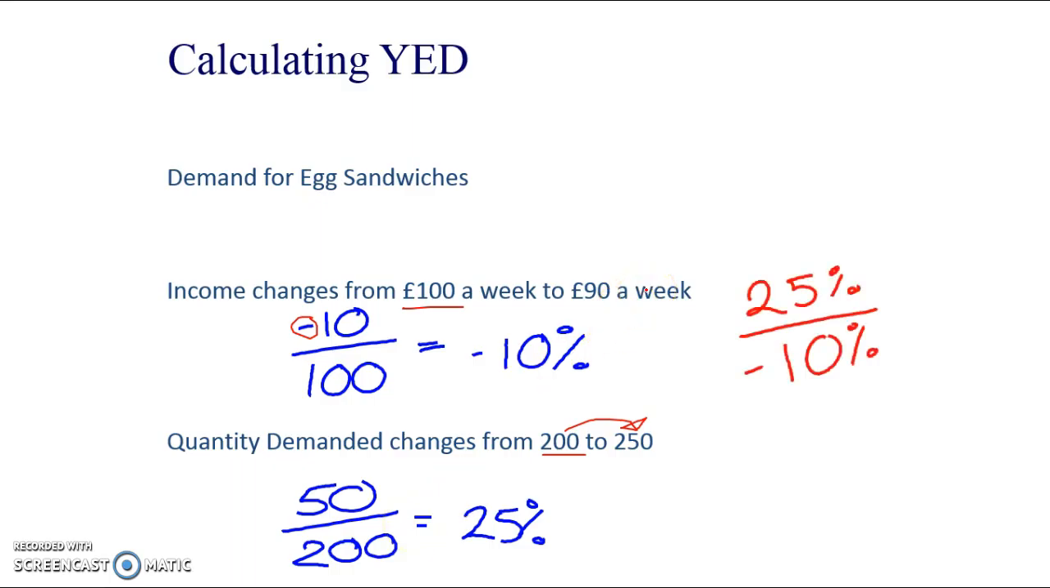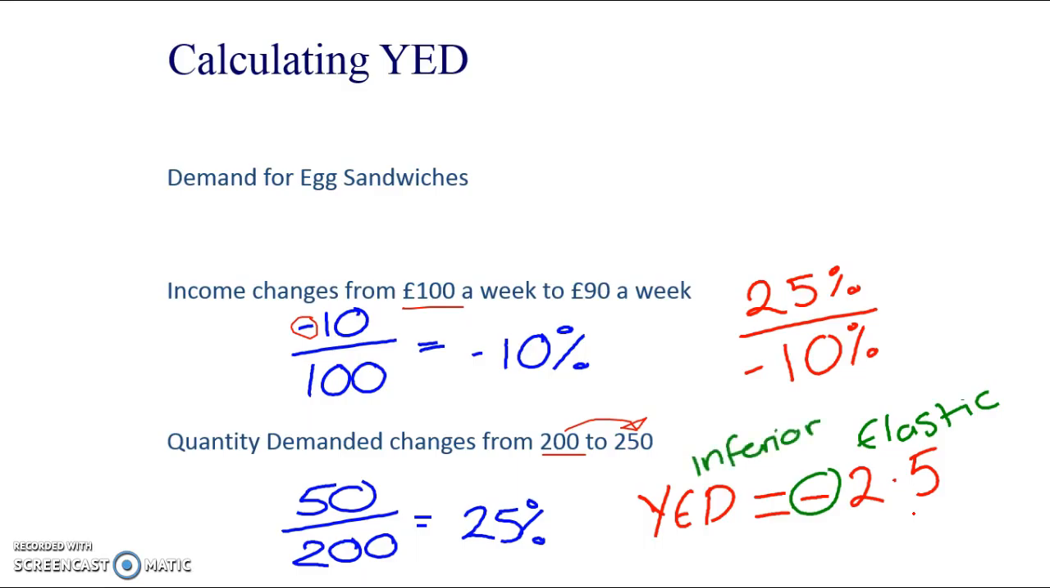So if we put 25% over minus 10%, we know we're going to get a negative figure out because they're moving in different directions, and the figure that we're going to get is YED minus 2.5. So it begins with 2, so we know it's going to be elastic, so it's sensitive to a change in income. But it's also a negative figure, and we can tell something about this as well. If it's a negative figure, it means that it is an inferior good. So an inferior good, remember from when we were looking at demand, is where income increases, demand for it would decrease, or the other way around, when income decreases, we see demand increase, and this is what we're seeing here.